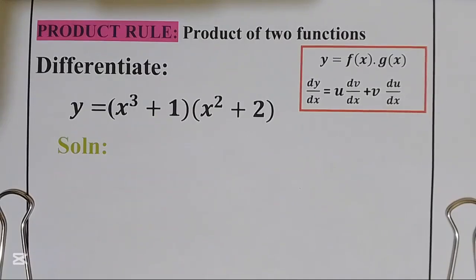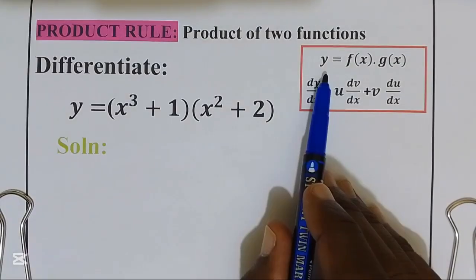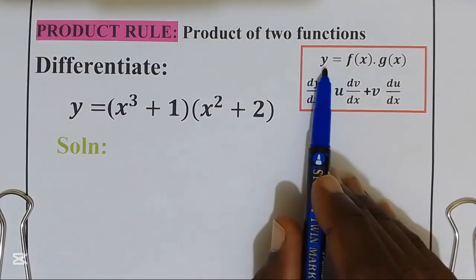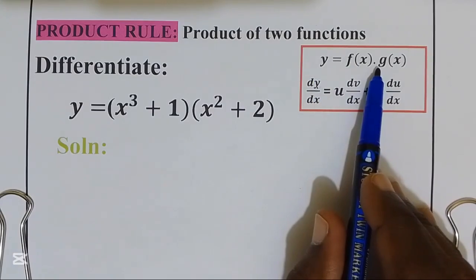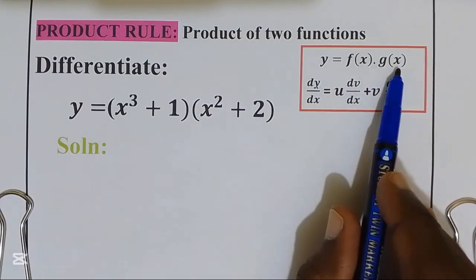We have a differentiation question, and according to the nature of the question, we are going to use a product rule. A product rule is suitable for the function that is in the form of y is equal to f of x multiplied by another function that is g of x.